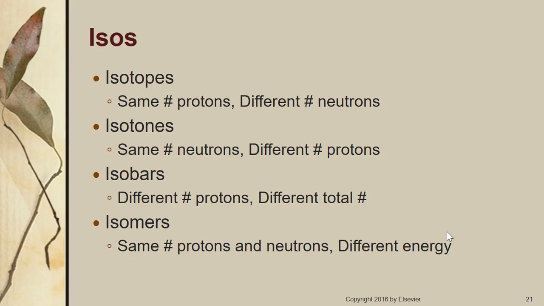An isotope, again, this is something you need to know the definition of. Isotopes have the same number of protons, but different neutrons. An isotone has an element that has the same number of neutrons, but different protons. An isobar, this one's a little trickier, an element whose atoms have a different number of protons, but within the nucleon, the protons and neutrons are the same. So it has the same atomic mass number.